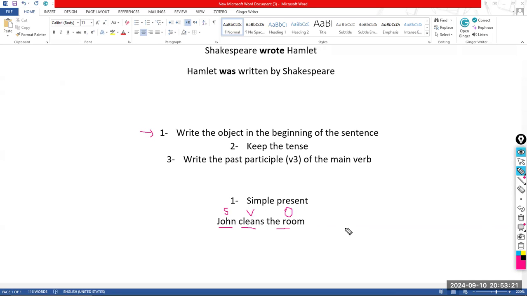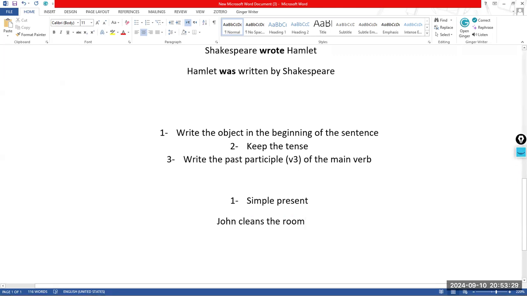Where is the object? The room. The room, thank you. So the room is the object. So this is the first step. I have to write the room. Okay. Step number two, keep the tense. So we said that the tense is what? Simple present. And in the simple present, I have to use is or are. I know that you want to ask me this question: why specifically is or are?